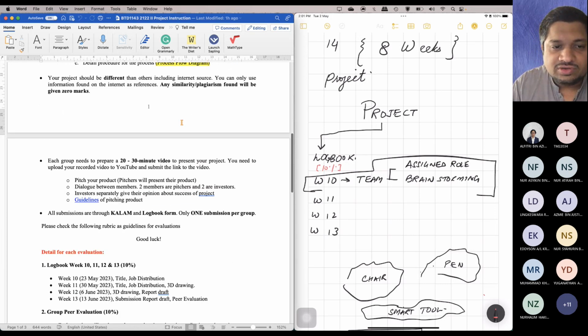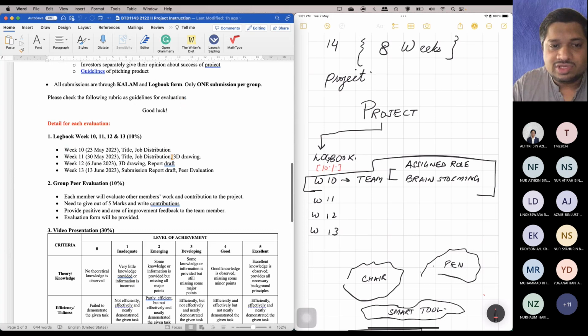Now in week number 2, what will you do? In week number 2, you will start working on the drawing process. You draw the process and the material or product that you want to present. In week number 12, you make a 3D view.